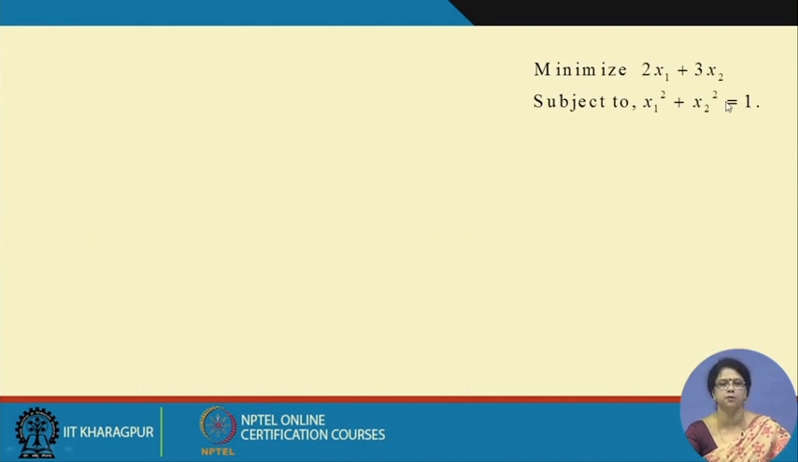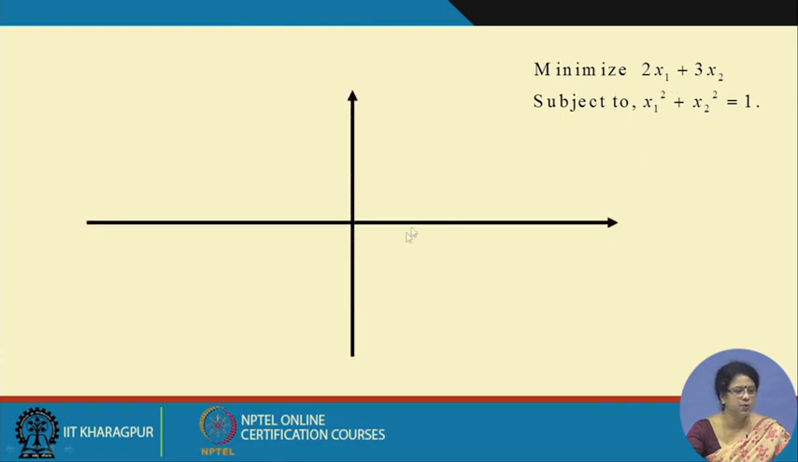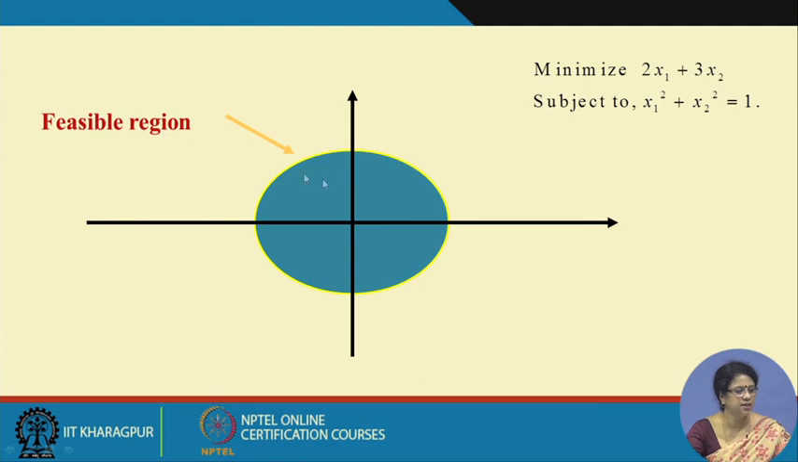I will show you. This is my problem. That is why x1 direction, x2 direction, this is the feasible region. The feasible region is only the yellow line. The inner region is not included because the sign is equality type, there is no less than equality, alright.